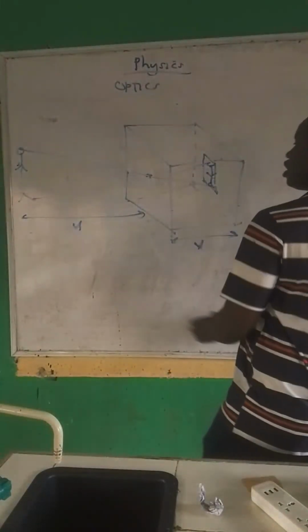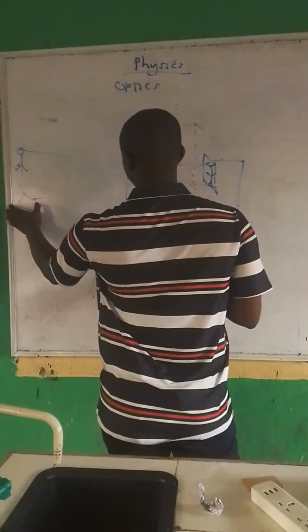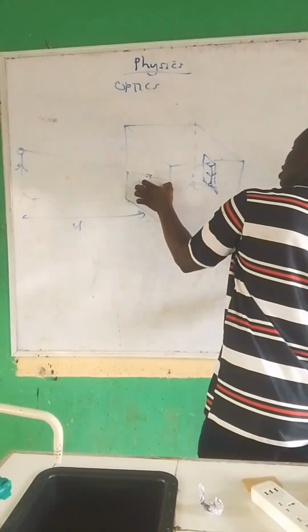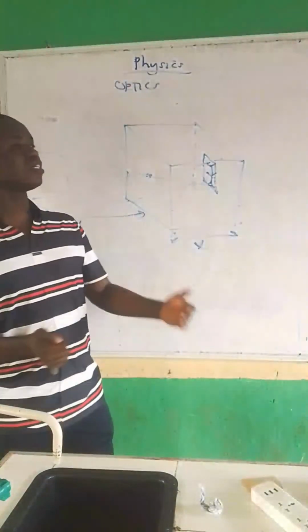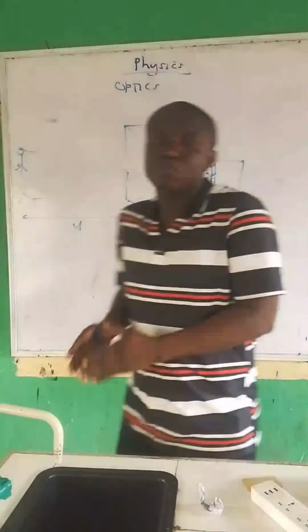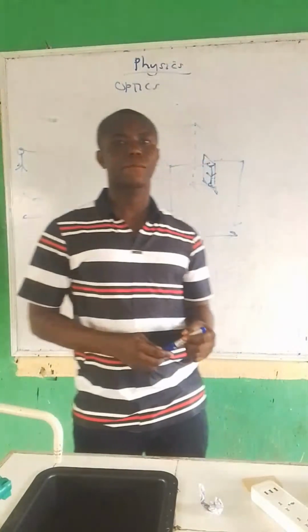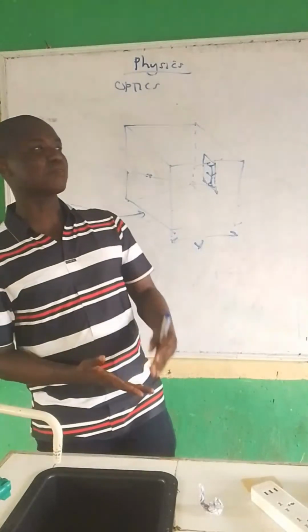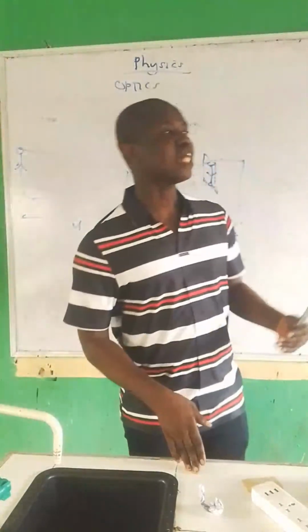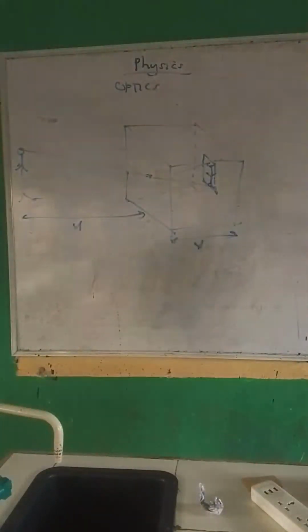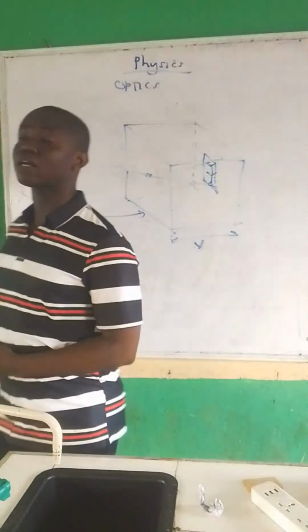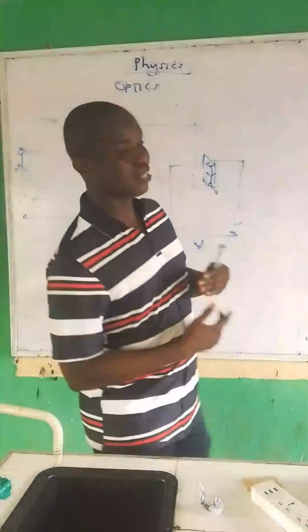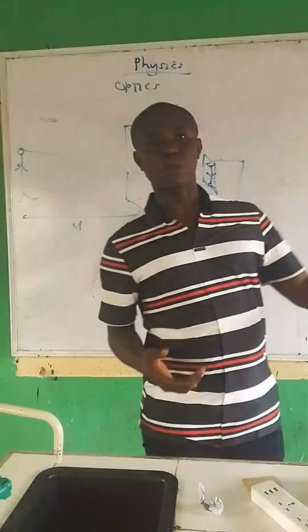Okay, so the object distance is from the object to the pinhole. So if they tell you the object distance is 30 centimeters, that means the object is standing 30 centimeters from the pinhole. If they tell you that the object distance is 100 centimeters, that means the object whatsoever that they require the image of is standing 100 centimeters from the pinhole.